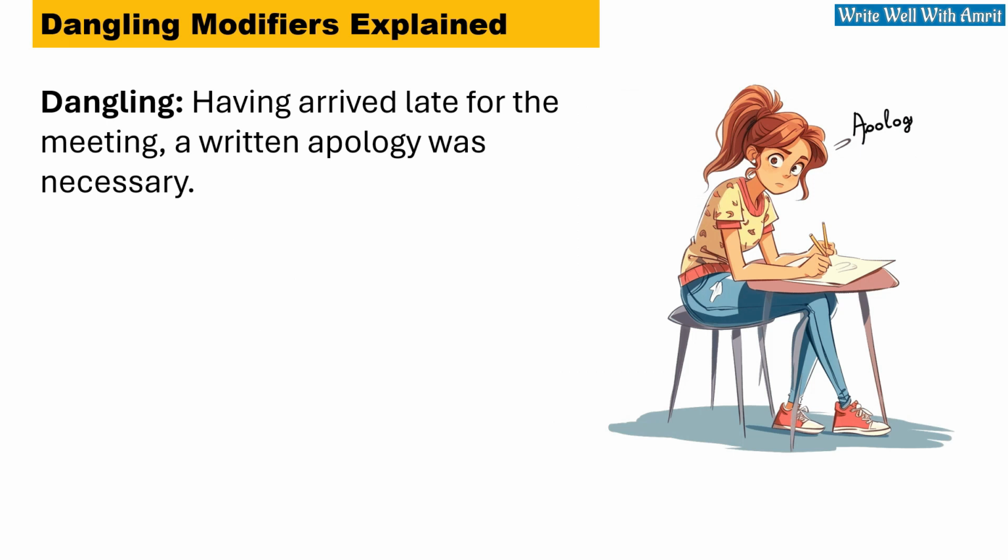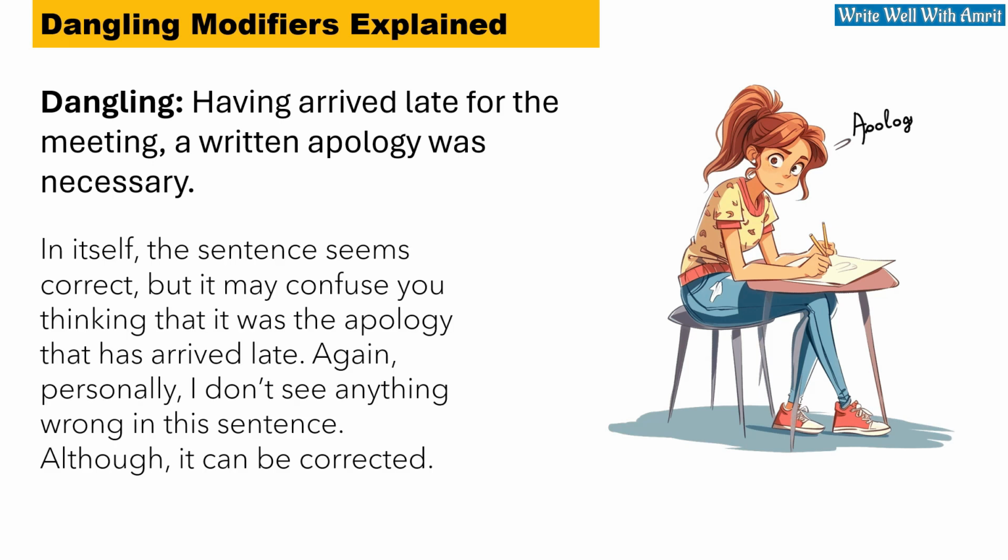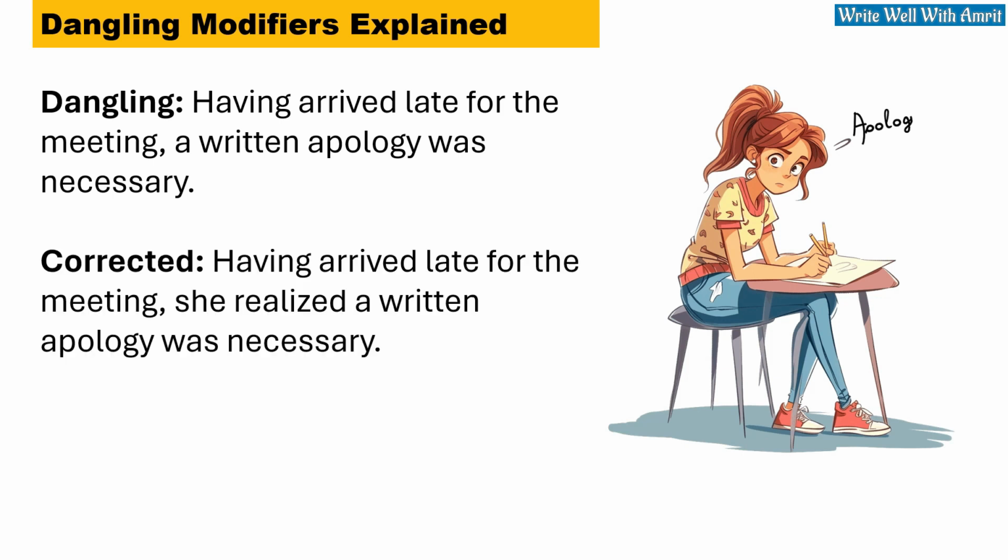Dangling. Having arrived late for the meeting, a written apology was necessary. In itself, the sentence seems correct, but it may confuse you, thinking that it was the apology that has arrived late. Again, personally, I don't see anything wrong in this sentence, although it can be corrected. Corrected. Having arrived late for the meeting, she realized a written apology was necessary.